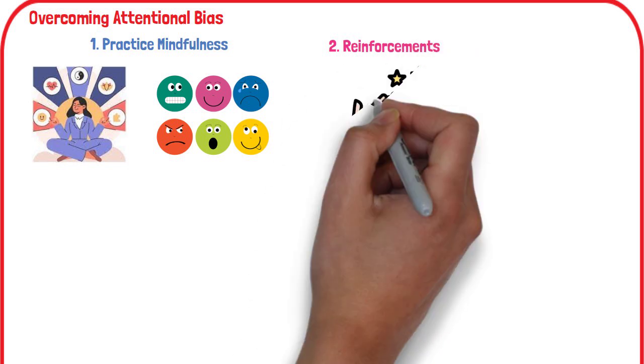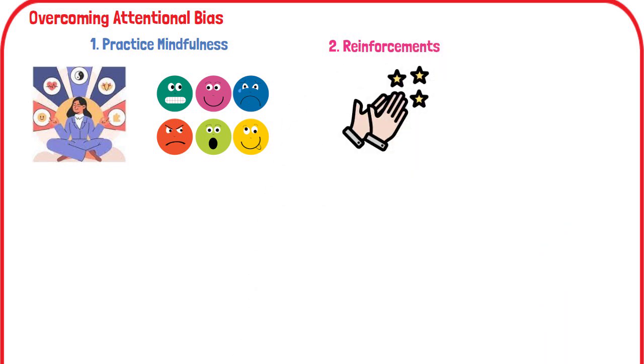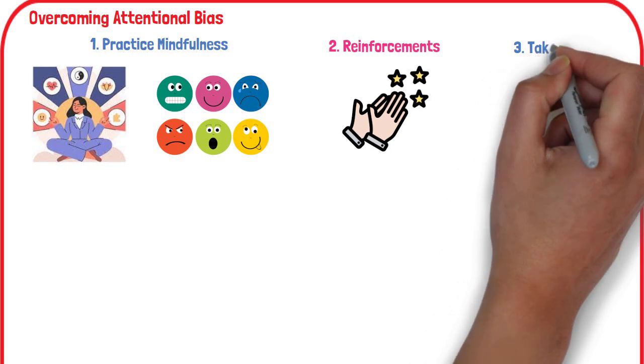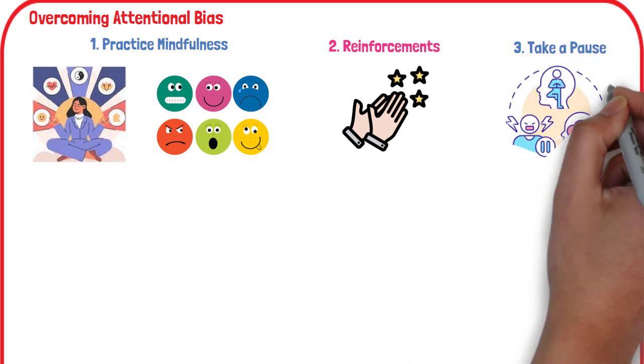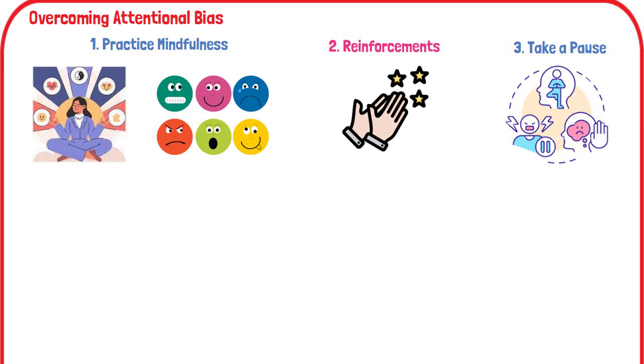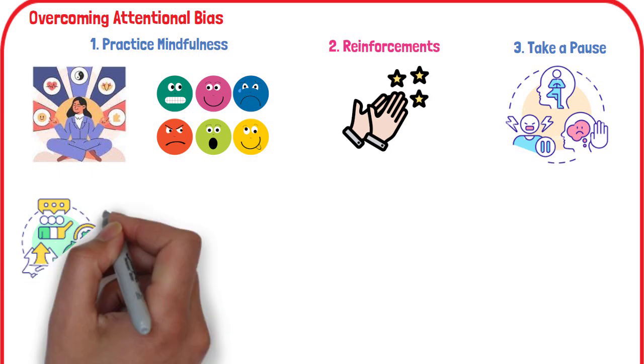Reinforcements. Praising people with depression for noticing positive stimuli and ignoring negative stimuli could minimize the effects of negative attentional biases. Take a pause. Before making a decision, spend some time evaluating whether you've considered all the important factors. By analyzing your thought process, you may find if you're paying too much attention to certain aspects and ignoring others.